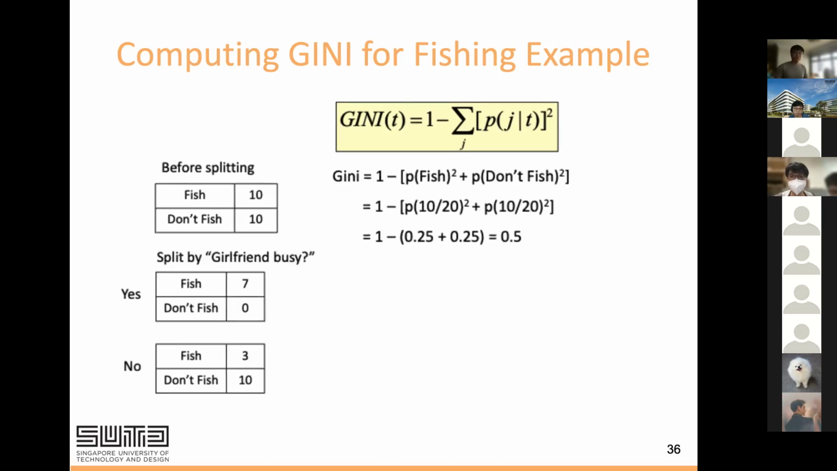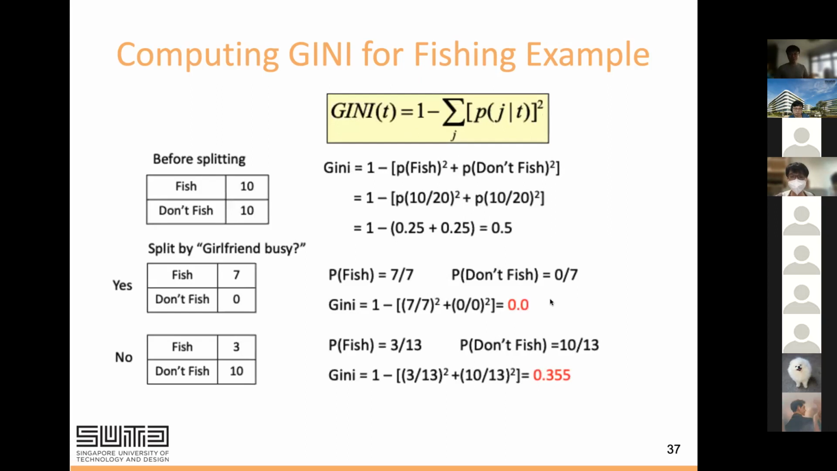I think it's the same math, so I'll just fast forward it. If you have any questions, just let me know, and I can come back to this slide to explain it again. But the idea here is we will split based on whether your girlfriend or boyfriend is busy. Taking a look, this leaf node is very pure because all the records in this leaf node go fishing. So basically, when the girlfriend is busy, you have some spare time, then you go fish. If you use the Gini index formulation to calculate this, we actually get a Gini index of 0.0.